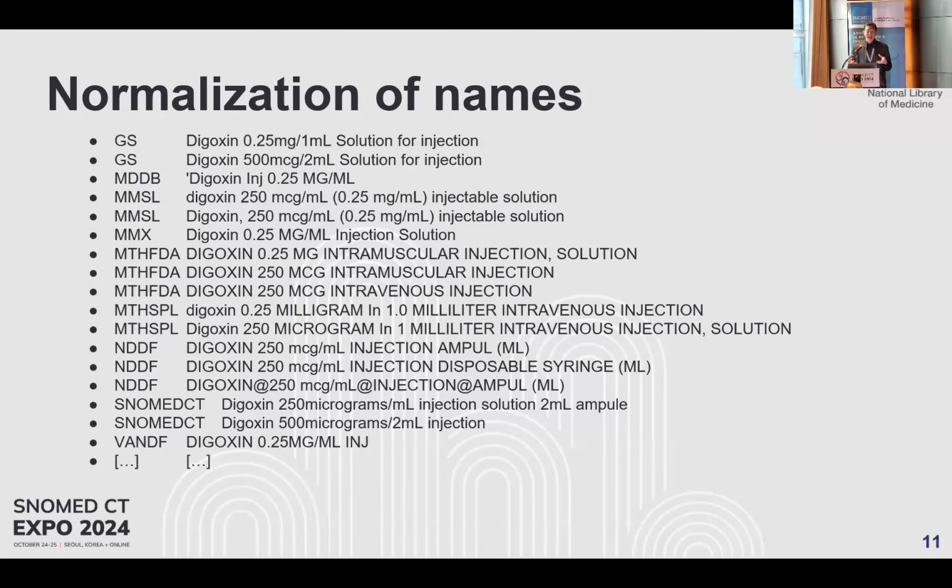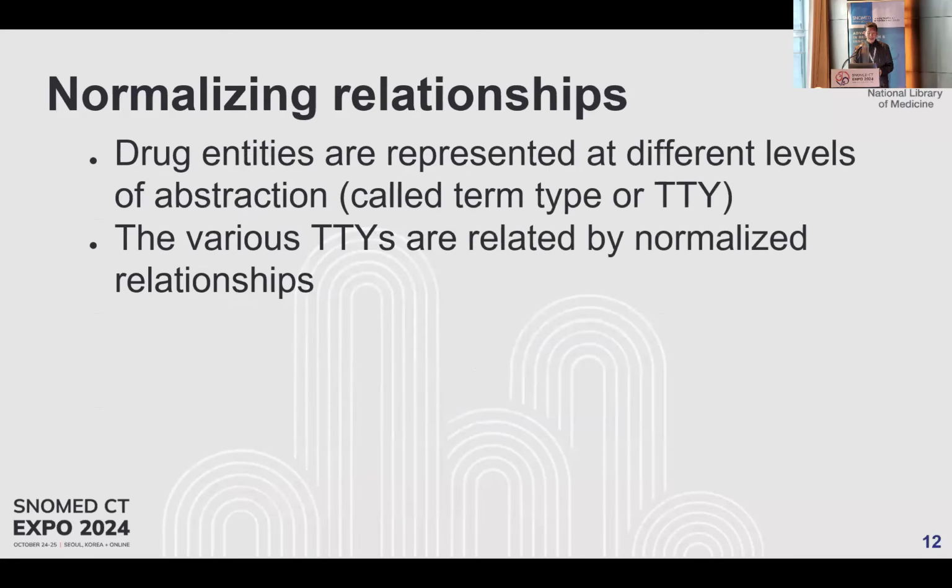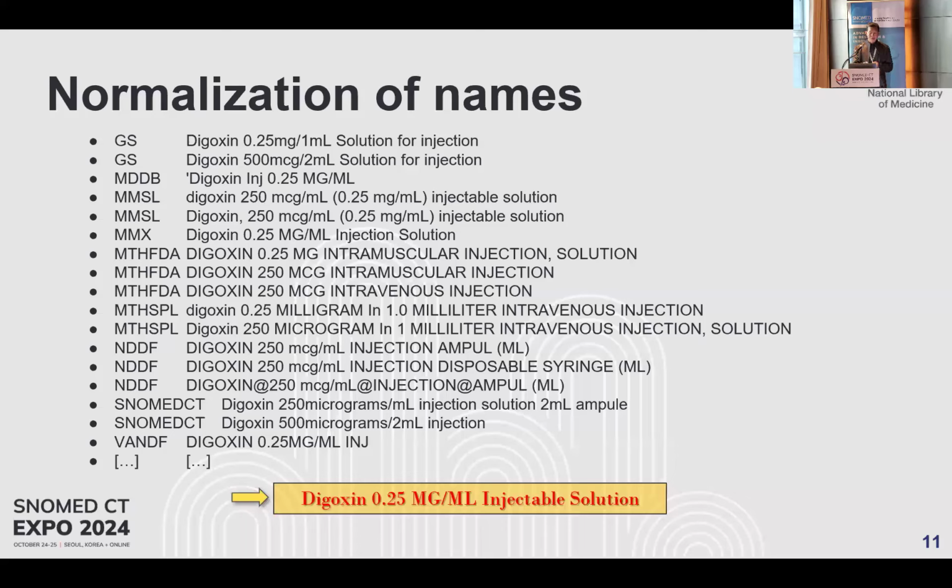The second thing we did in RxNorm is to normalize the names. So notice that in this case, all these 14, 15 ways of representing a certain drug actually refer to the same drug, because it's the same ingredient, the same route of administration, the same strength, but they are expressed in different ways. So in RxNorm, we make sure that they are all normalized to this form in a box. So just digoxin and then 0.025 milligram per mL injectable solution. So that is the name part that we are normalizing.